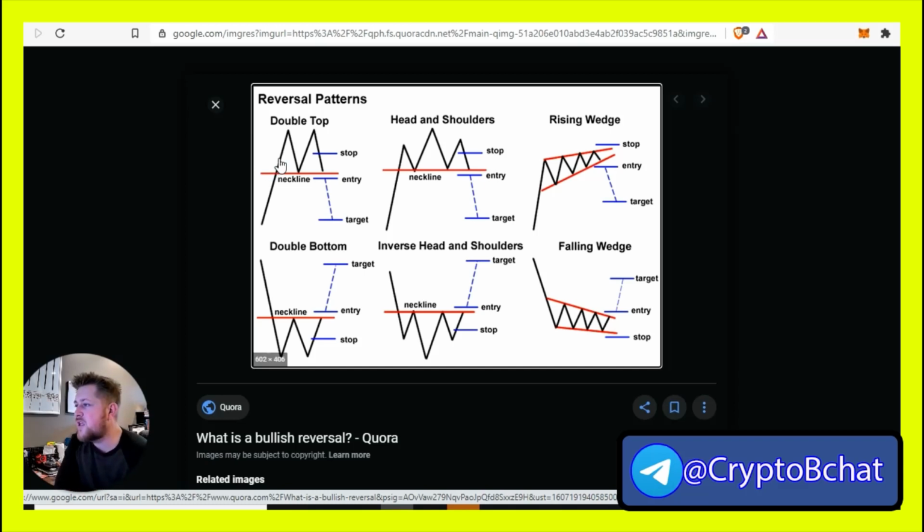So as you can see here, double top is bearish. Head and shoulders is bearish. Rising wedge is bearish. And then you have your double bottom, and inverse head and shoulders, falling wedge, all the opposite of what you see there. These are reversal patterns. There's a bunch of different kinds of patterns, continuation patterns, reversal patterns, and so on and so forth. Google will definitely help you out with that. If not, check the playlist. There's definitely something in there for you. So without going any further, guys, let's jump into the charts and let's get it figured out.